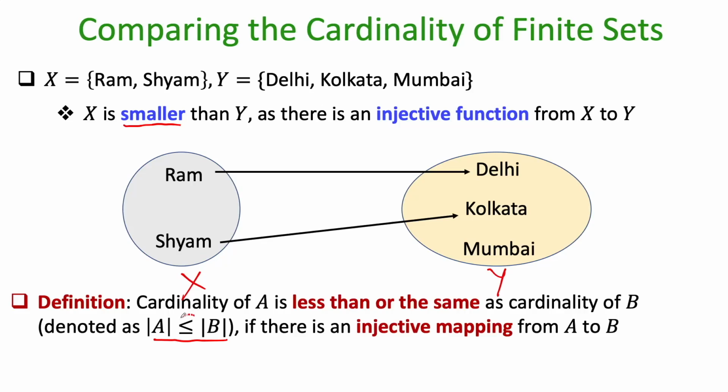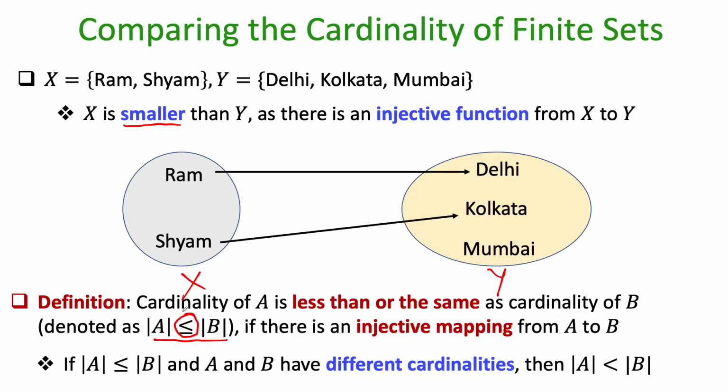You might be wondering why I am using the less than or equal to notation here. It is because there might be more elements in the set B compared to the set A. Now, if the cardinality of set A is less than or equal to the cardinality of set B, and the cardinality of set A and the cardinality of set B are different, then clearly it implies that the cardinality of the set A is strictly less than the cardinality of the set B, right?